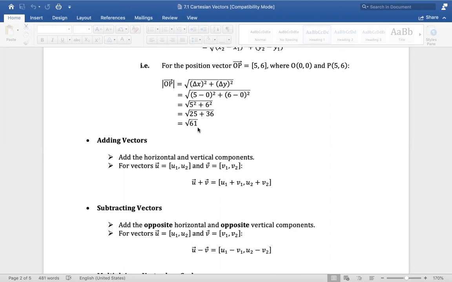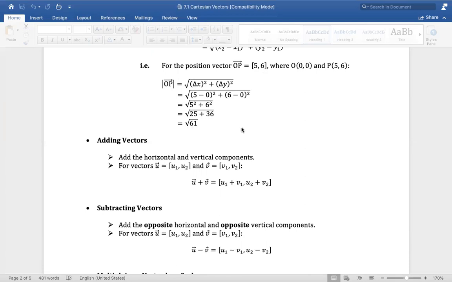So simplified, you could leave it like that. I don't know what the textbook is going to say, if it ends up being 7.8 units for vector OP, or if they sometimes will leave it in radical notation. Either one, just know to check one if your answer is different than what it's displaying, okay?